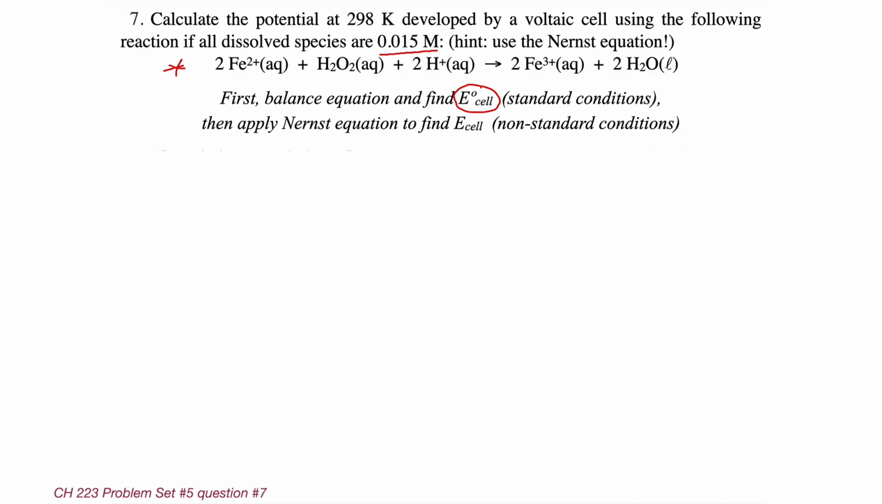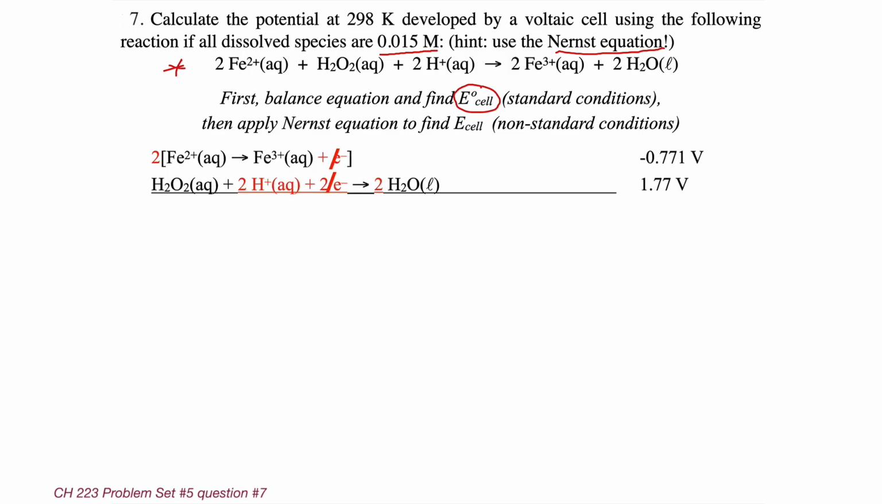So that means 298 Kelvin, but it also means 1 mole per liter for dissolved species. And these species are apparently not at 1 molar. So if you have these non-standard conditions, either for temperature or, like in this case, for concentrations, that's where this thing comes in, and it's called the Nernst equation. The Nernst equation is pretty helpful because most things are not at 1 mole per liter, or they're not at 298 Kelvin. So this Nernst equation will be helpful.